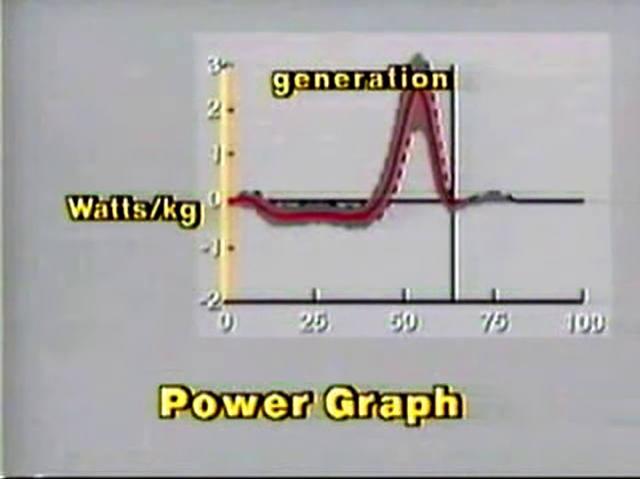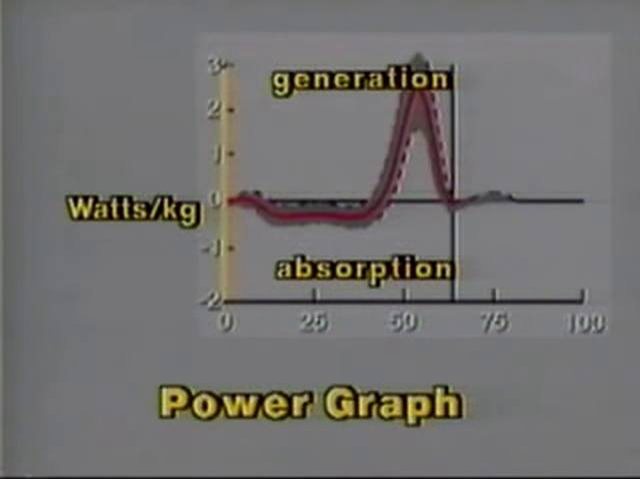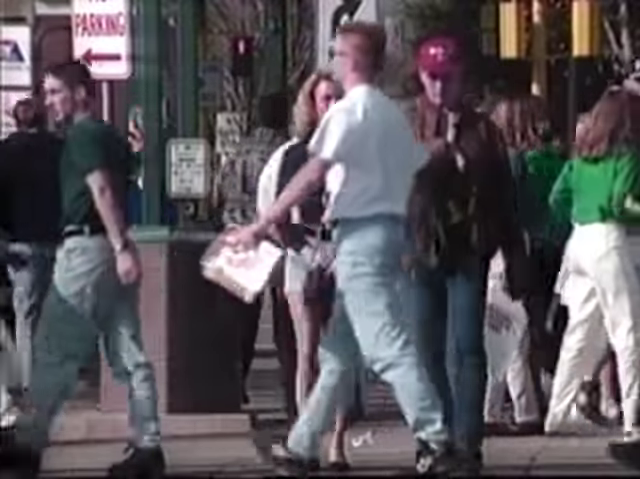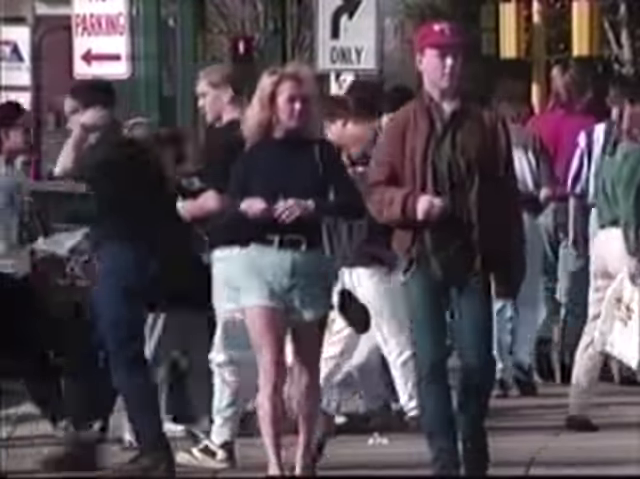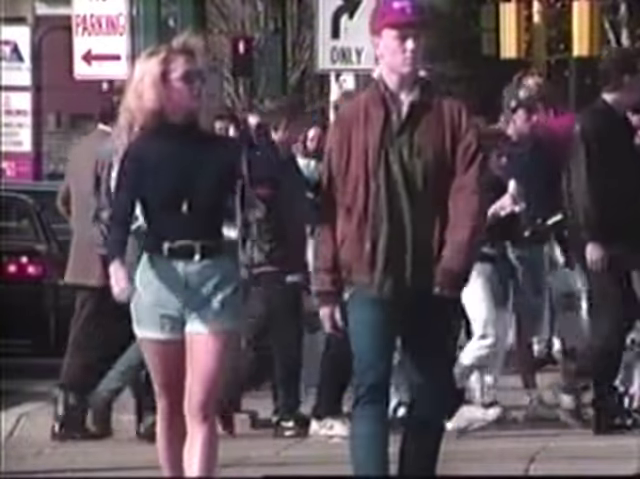Power generation is considered positive. Power absorption is considered negative. In our example of the ankle, the concentric contraction is power generation. The eccentric contraction is power absorption. Now that we have a general idea of the principles involved in walking, let's look at the kinematics and kinetics of individual joints. We'll begin with the foot and ankle.